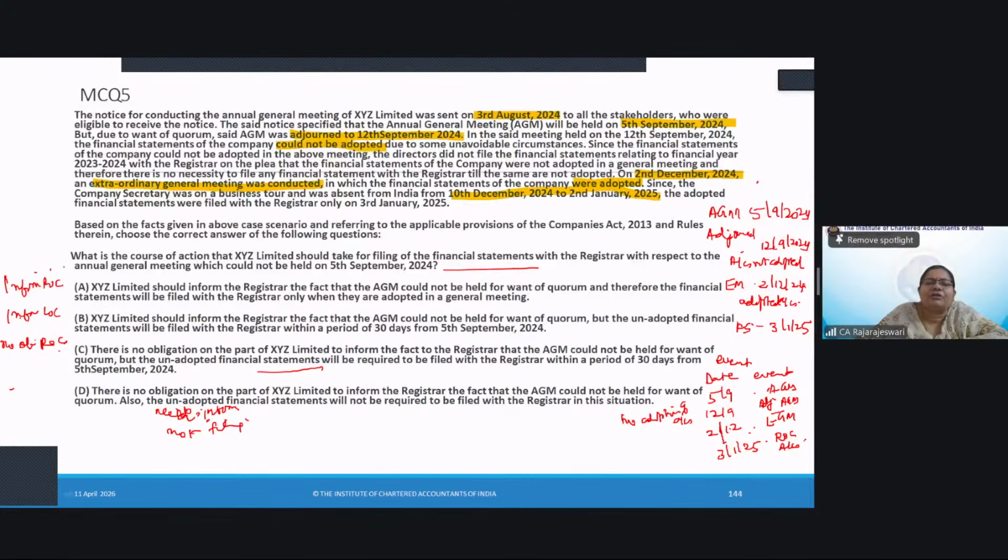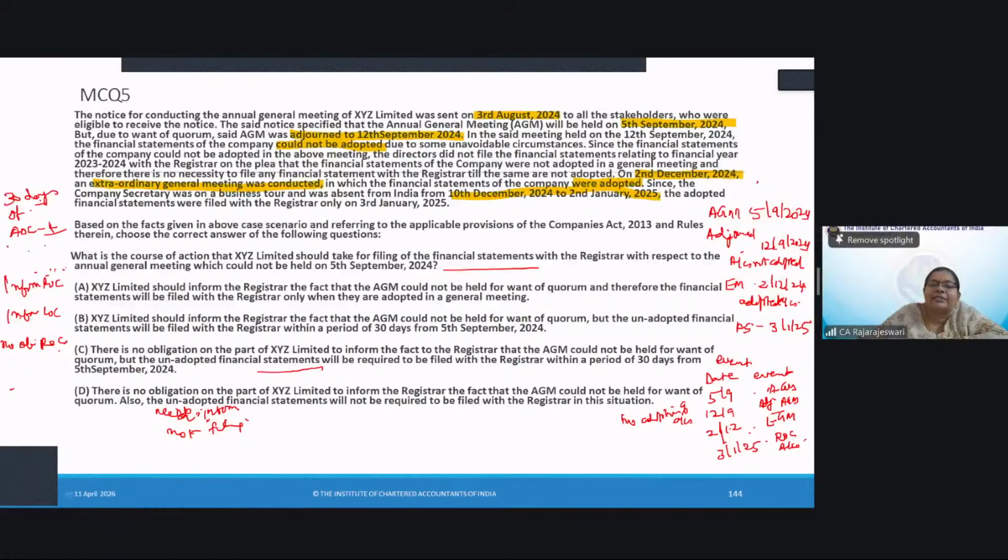Accounts, adoption of accounts or not, that is not a document you are filing, but accounts should be filed within 30 days of conclusion of AGM. You should file the documents within 30 days. You should file AOC 4 within 30 days. Then you are subject to penalty.